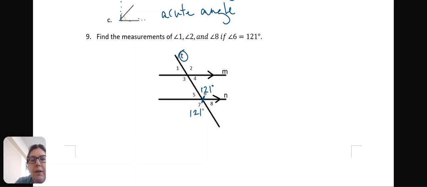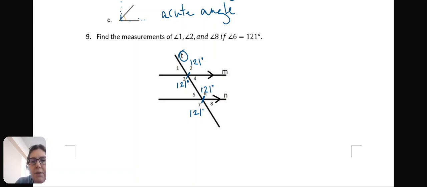Also what we have is corresponding. So angle 6 corresponds to angle 2. And what that means, in my brain, I always think of it as like an intersection and what houses are in the same location. So angle 6 is in the upper right and angle 2 is in the upper right. So they're in the same location, so they're equal. And because 2 and 3 are directly across, angle 3 is also 121.